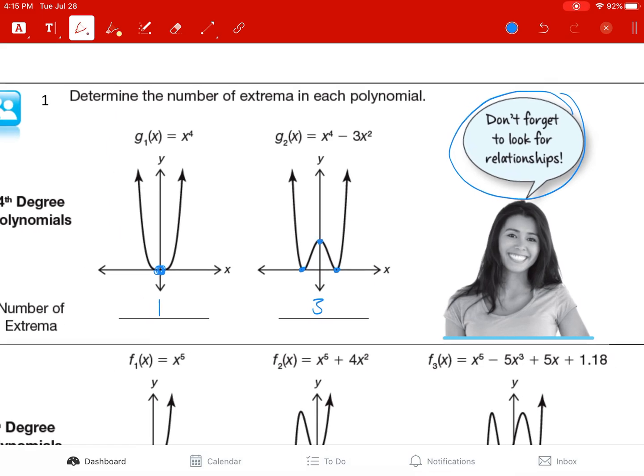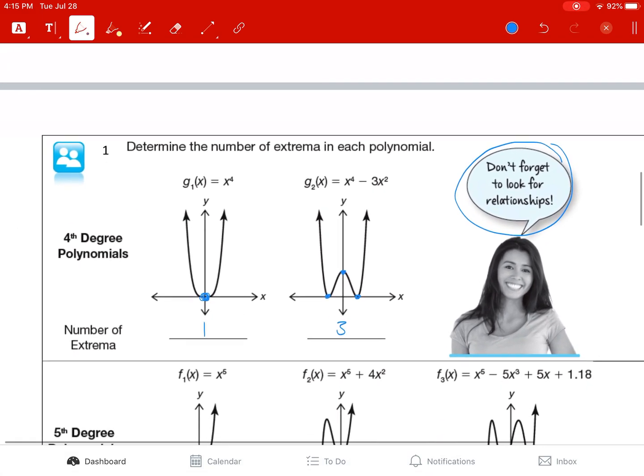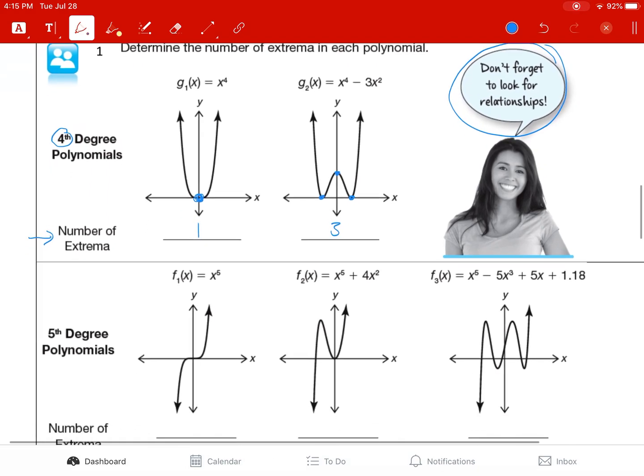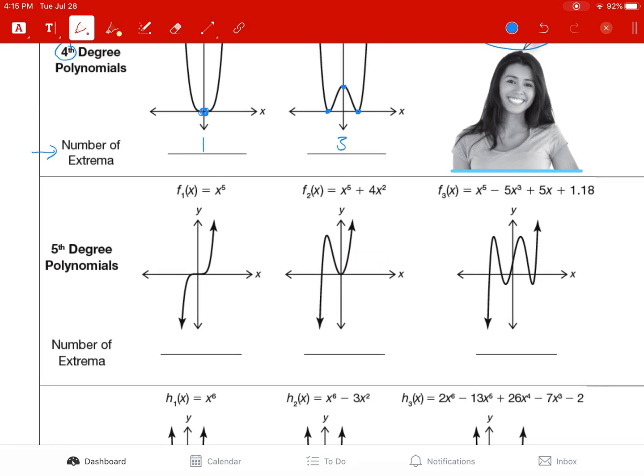So what we're going to look for relationships by is the degree of our polynomial and the number of our extrema, so we can see a pattern as we go through this. Okay, so here we have a 5th degree, so x to the 5th. Again, it looks like there are 0 extrema here because there's no peak or valley.